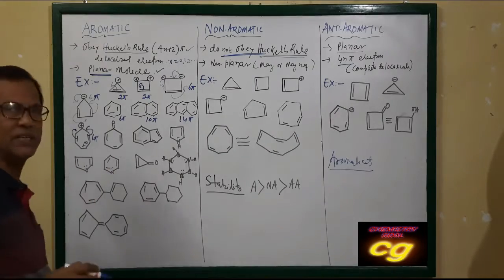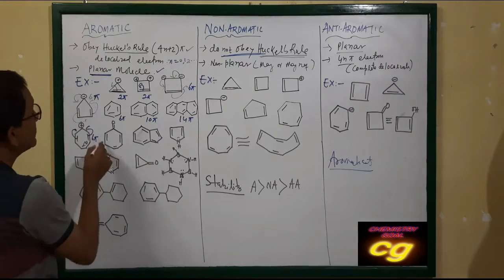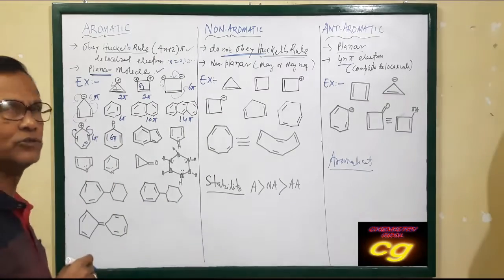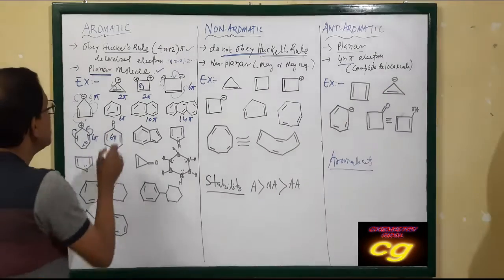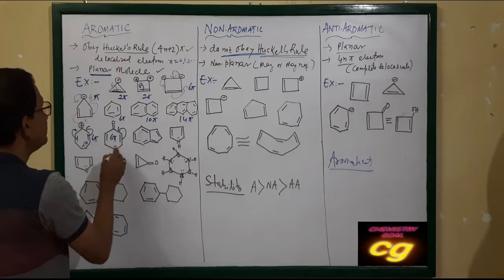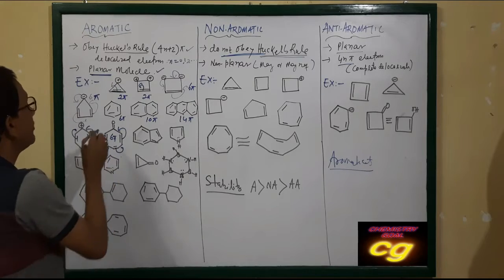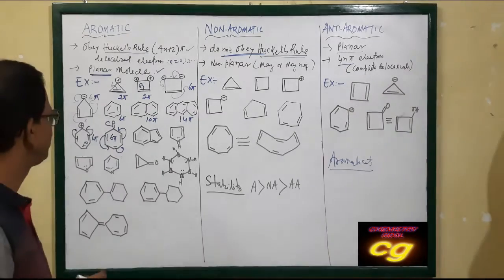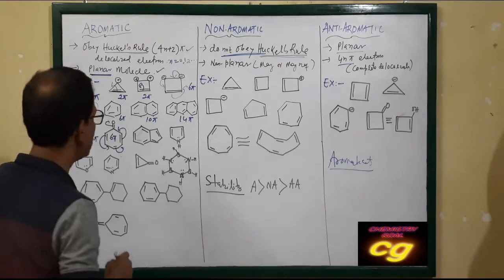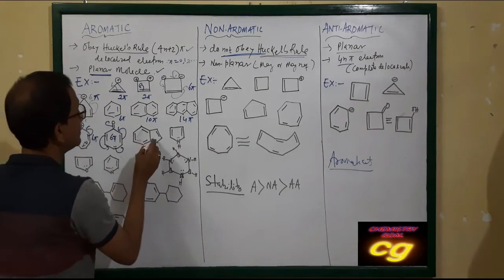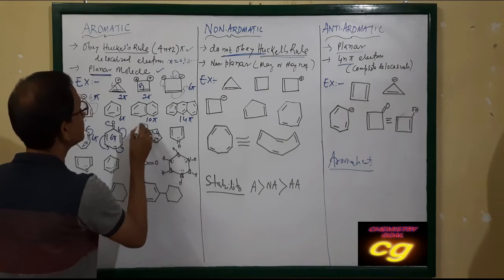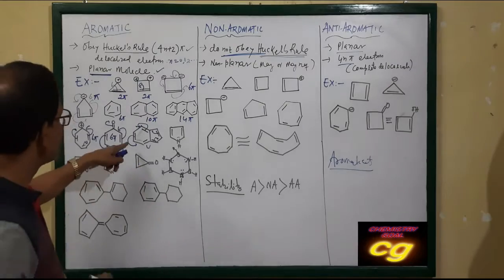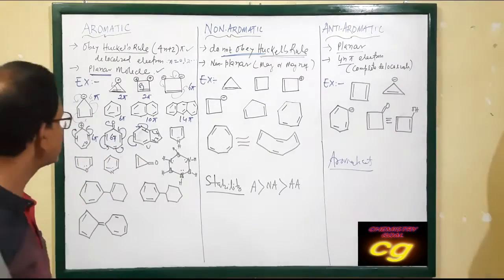And in this case you see, this ring contains 6 pi electrons. So the ring contains 6 pi electrons, it is also delocalized. And also you can do like this, both. That's why it is aromatic. And this one is also aromatic, it is also delocalized here. So as it is delocalized, it is also aromatic.